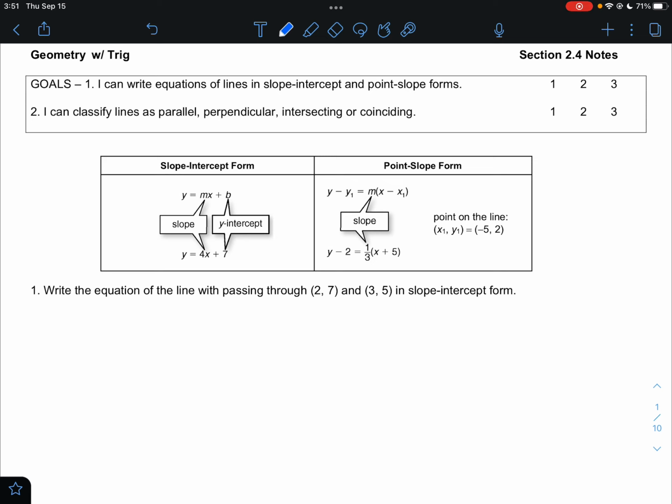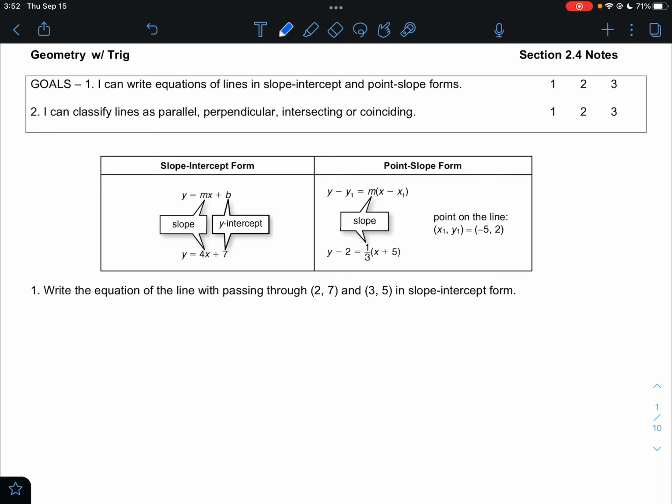First, let's remember some things from our algebra days about slope-intercept form and point-slope form. So this is slope-intercept form where m is the slope and b is the y-intercept. This is point-slope form where m is the slope and (x, y) is any random point on the line.